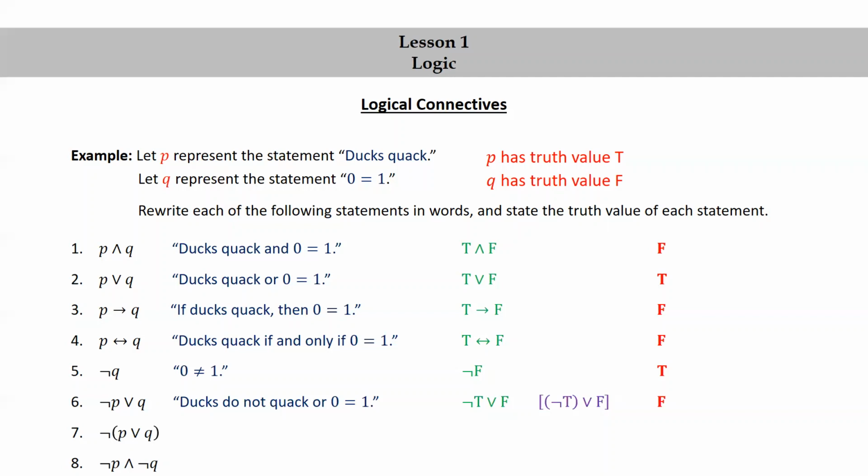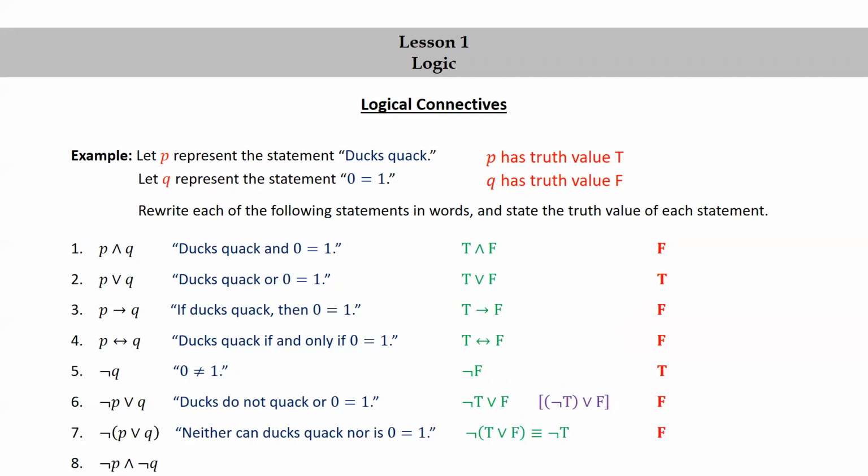The negation of P or Q can be written, it is not the case that either ducks quack or 0 equals 1. This can be written a little more nicely in English as neither can ducks quack nor is 0 equal to 1. We have the negation of true or false is the negation of true, which is false.